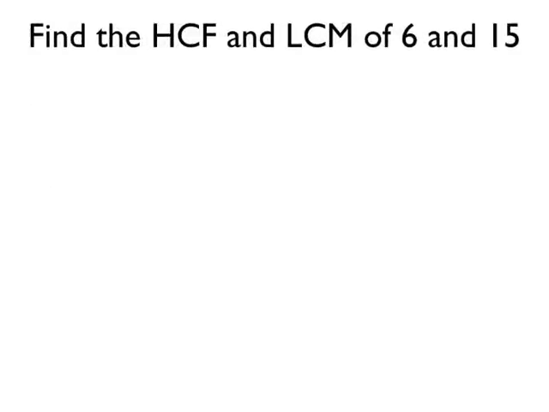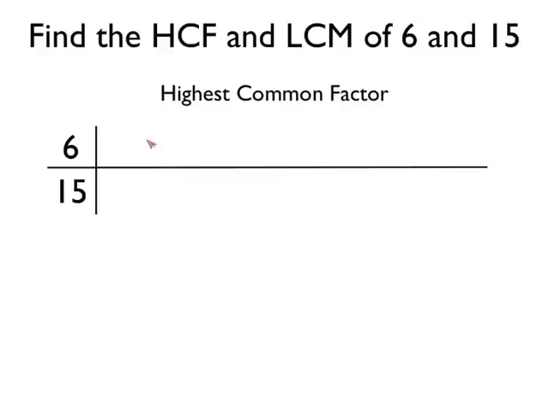So this question asks us to find the highest common factor and the lowest common multiple of the two numbers 6 and 15. Let's start with the highest common factor of those two numbers first. What you do is you draw yourself a table like this.